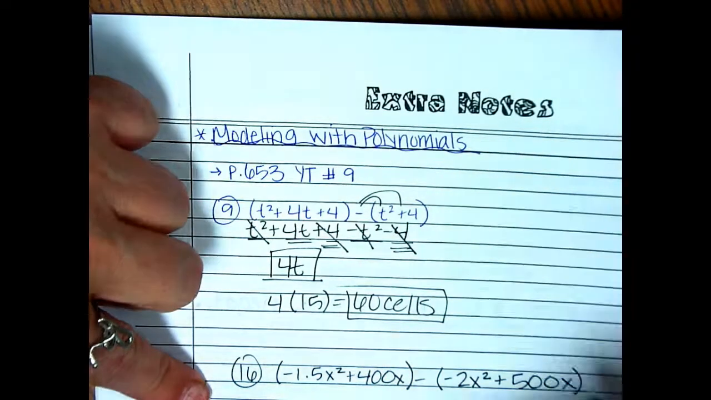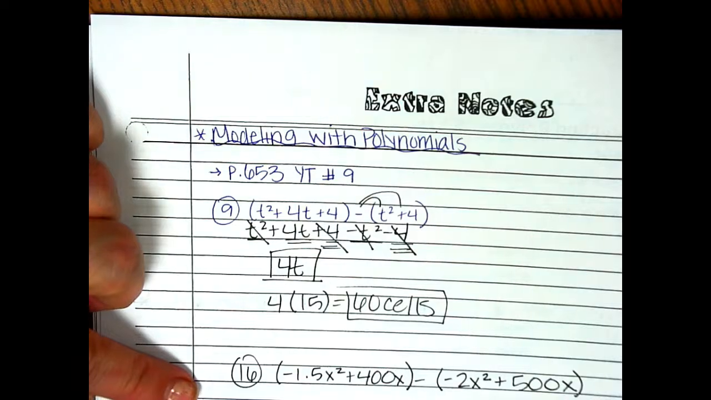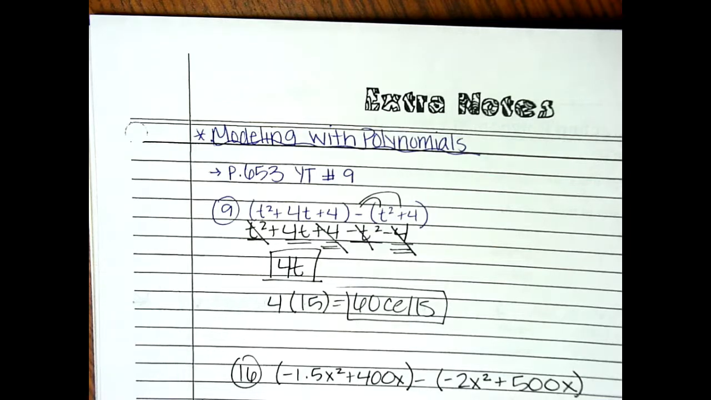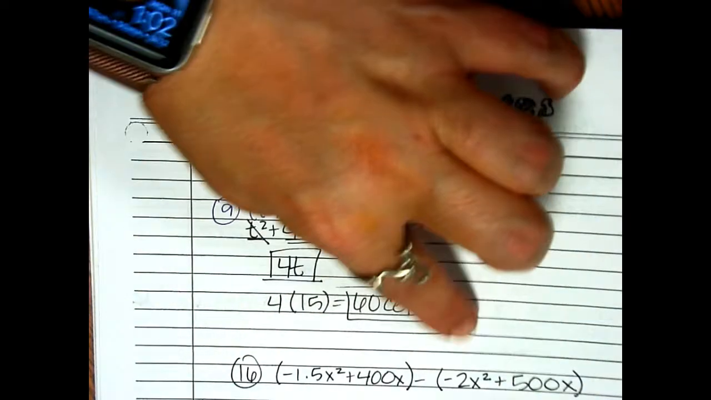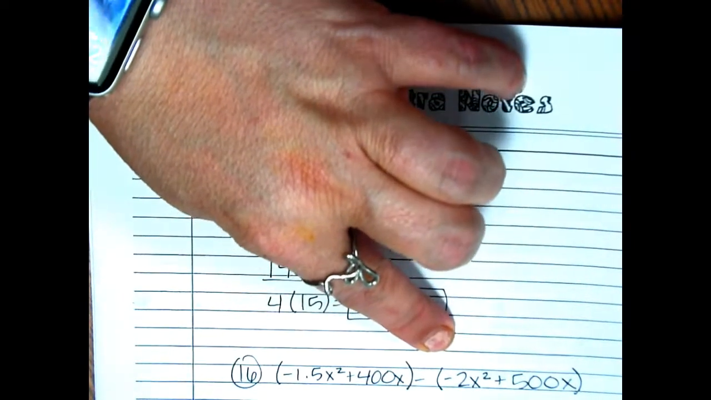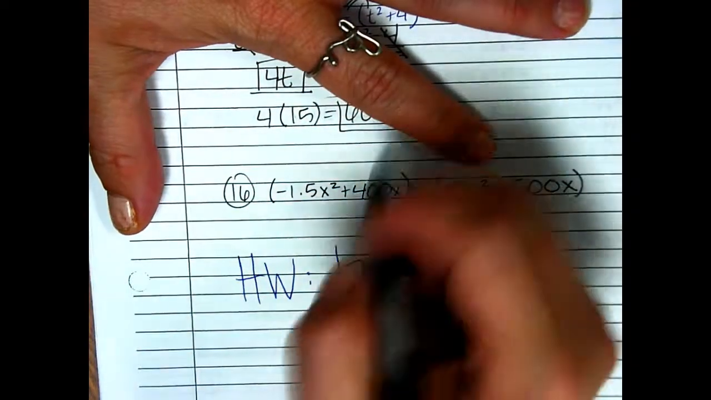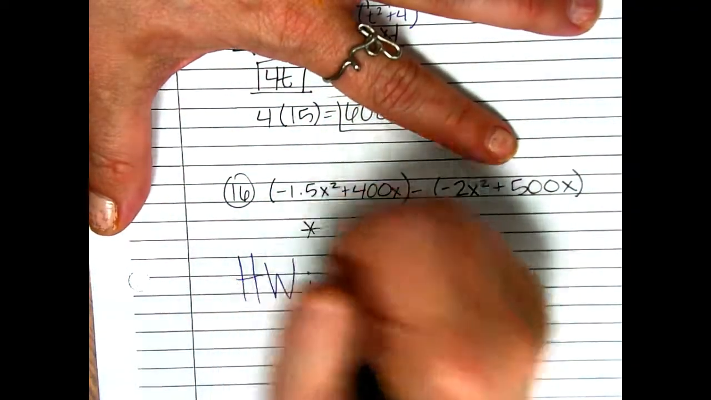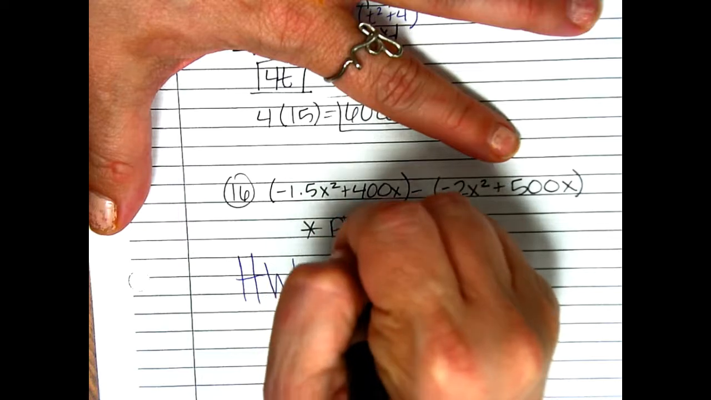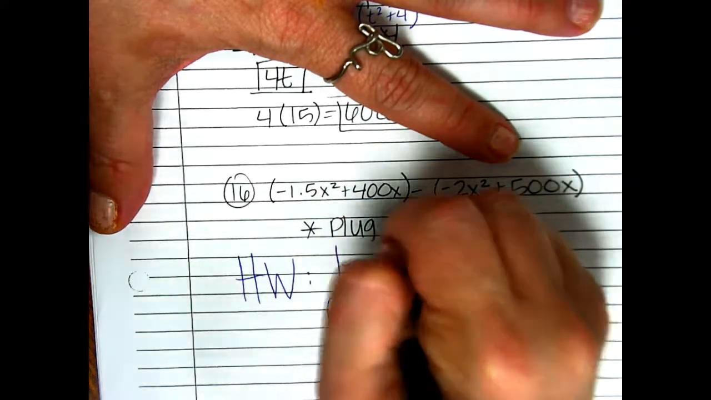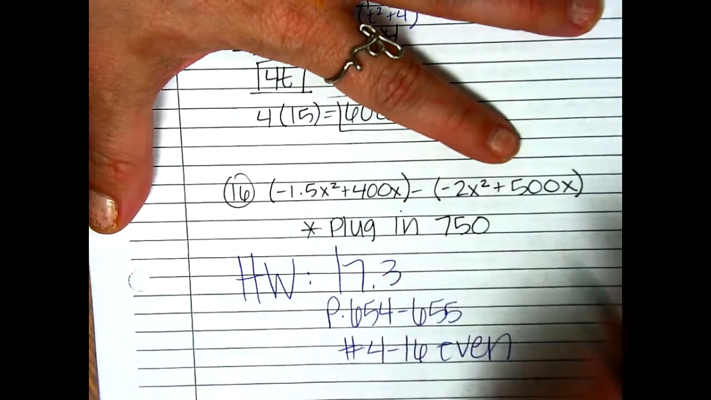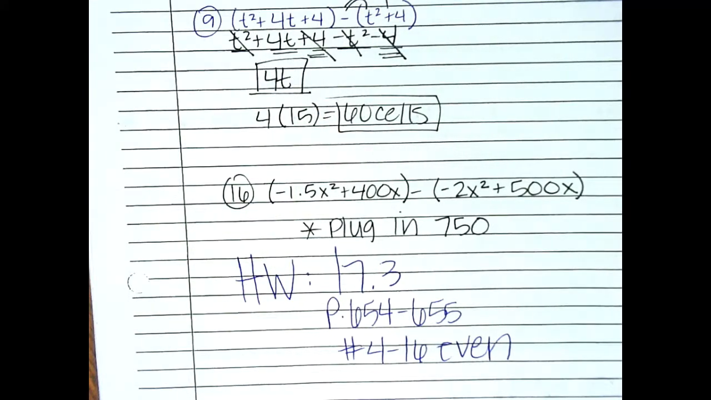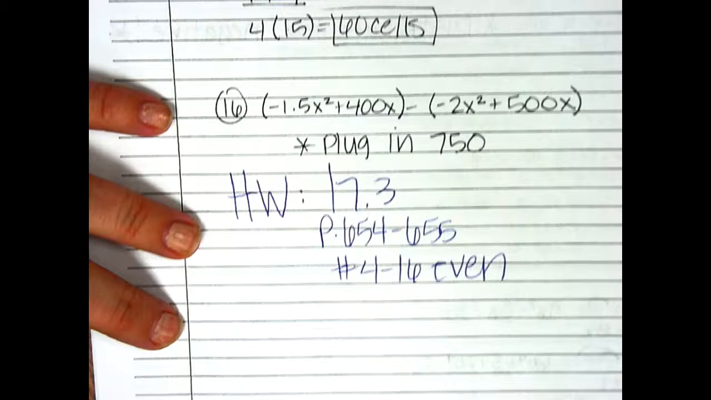So once you figure that out, it asks you to figure out if they took in $750,000. Because these are given to you in thousands, once you figure this out, you're going to plug in 750. Because those are in thousands, you plug in the 750, and that is 750,000.